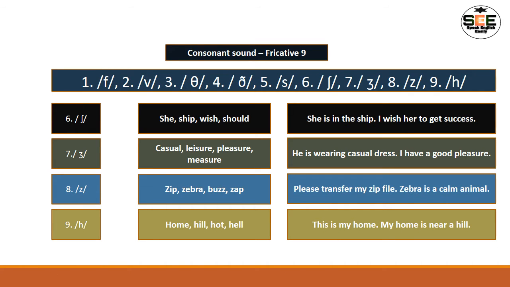So next, in the International Phonetic Alphabet consonant sounds, fricatives are 9 in number, and out of these 9, it is number 6. It is symbolized as the snake sound. It produces the same sound as a snake, shh, shh, shh, in this way.